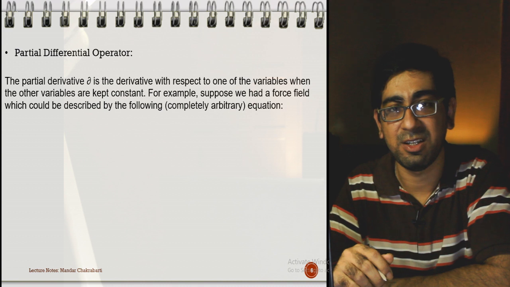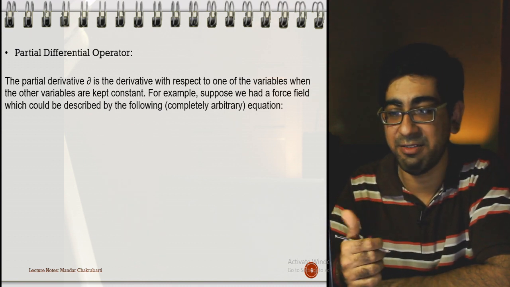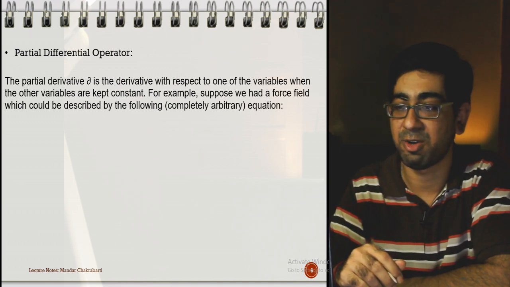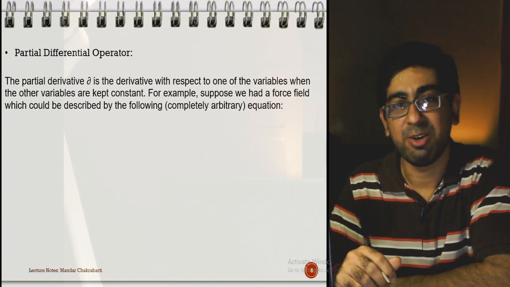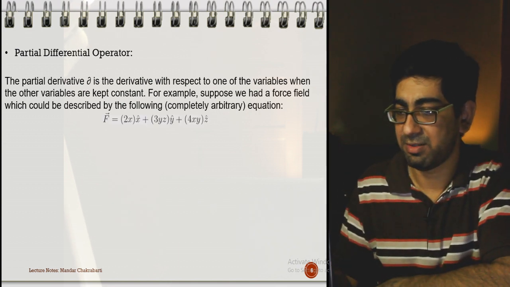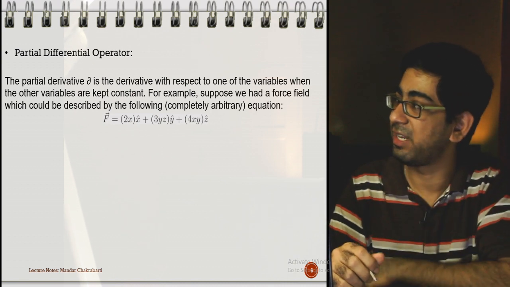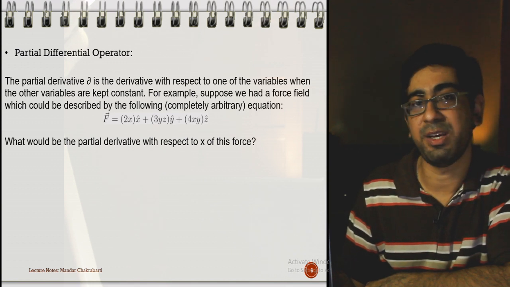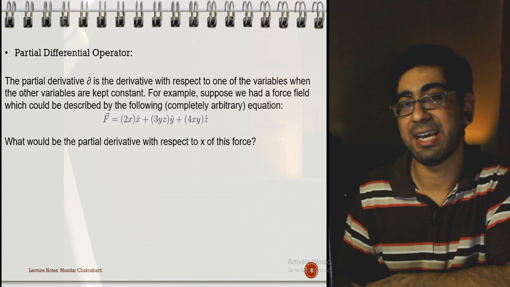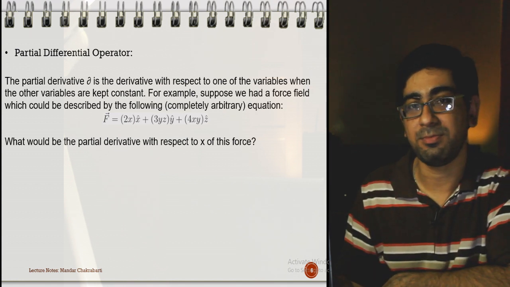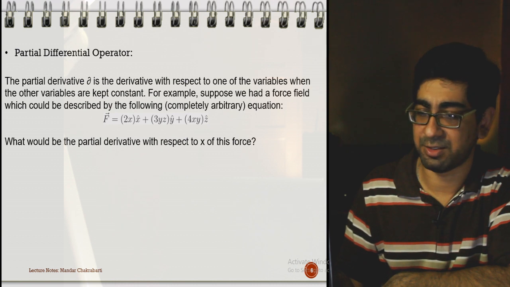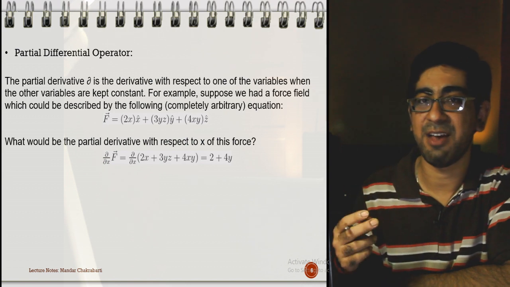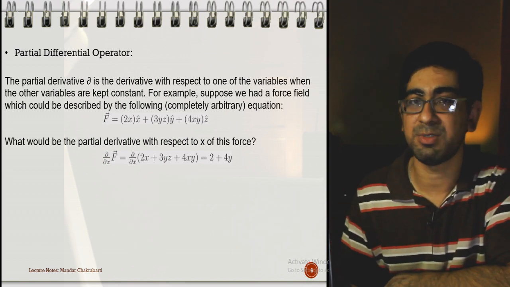So the partial differential operator or the partial derivative is the derivative with respect to only one of the variables when the other variables are kept constant. So if I were to give you a specific equation, something like this one, can you calculate and tell me what would be the partial derivative with respect to x of this particular value? Can you do that? Okay, let me just show you the answer. So partial derivative with respect to x is going to be this. Whenever we have x, we differentiate for it, the other two terms are kept as constant.